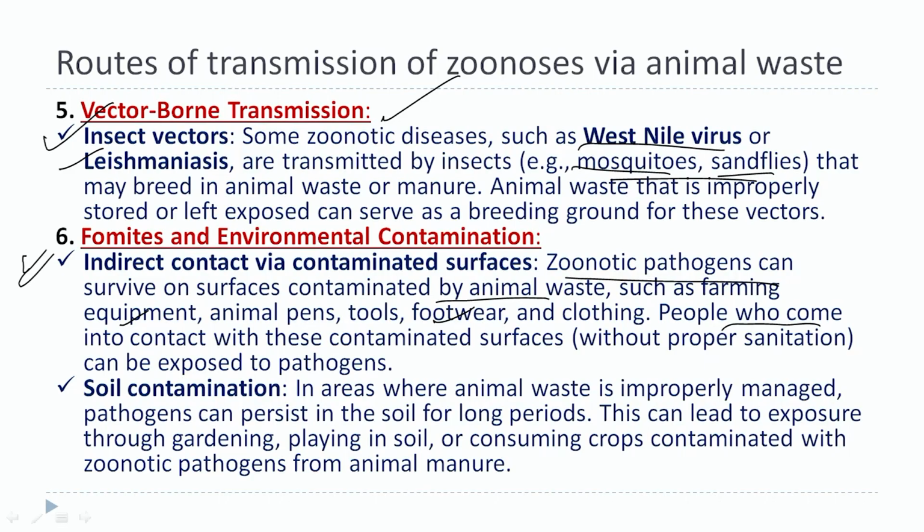Also, soil contamination is a route for indirect transmission of zoonotic disease. In areas where animal waste is improperly managed, pathogens can remain in the soil for a longer period. When any person doing gardening or playing with the soil, or consuming crops grown in such contaminated soil, it can lead to the transmission of zoonotic diseases via the soil. So, all these come under the category of indirect transmission of the zoonotic agent from animal waste to the human populations.